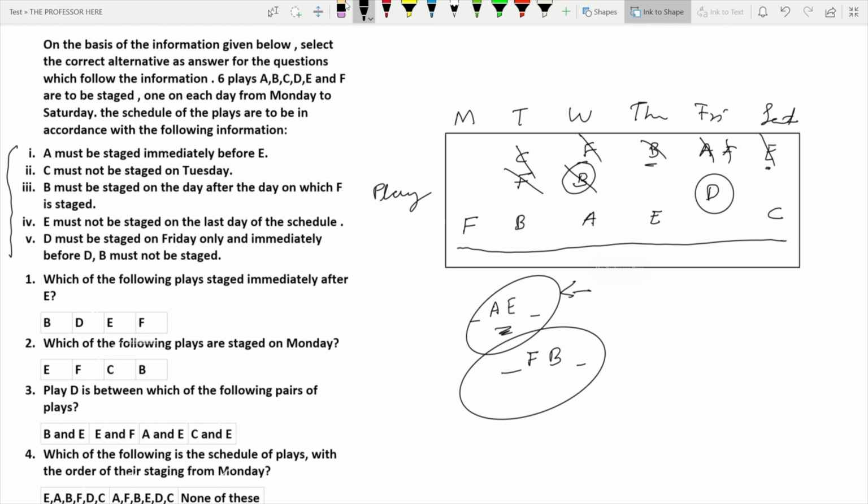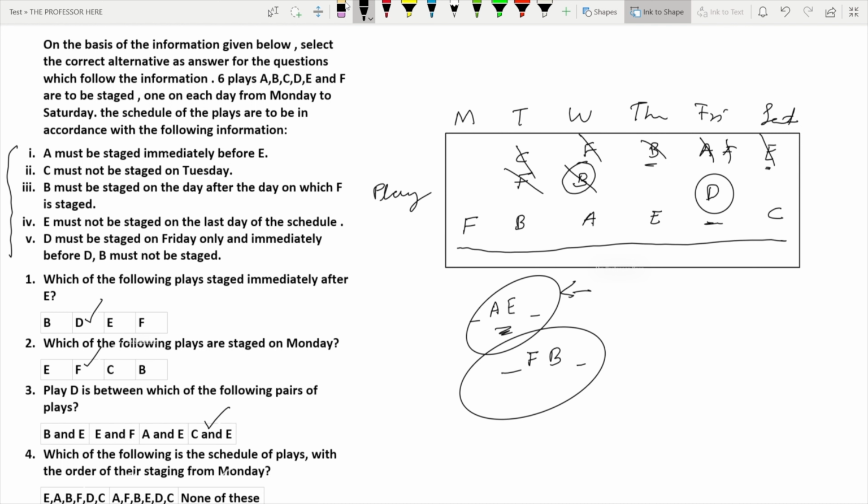I hope you understood how it is done. Now let's solve the questions. Question number 1. Which of the following plays is staged immediately after E? D is the answer. Which of the following plays is staged on Monday? On Monday, F was staged. Play F is the answer. Question number 3. Play D is between which of the following pairs of plays? It is E and C. C and E is the right answer. Last question.